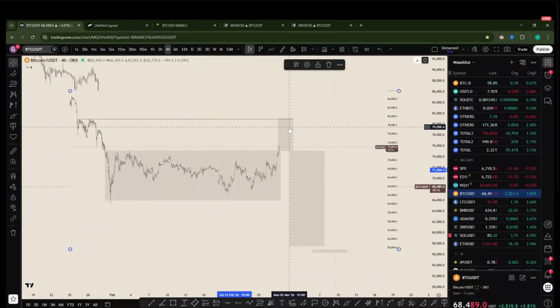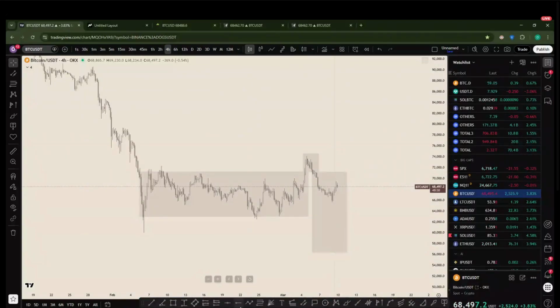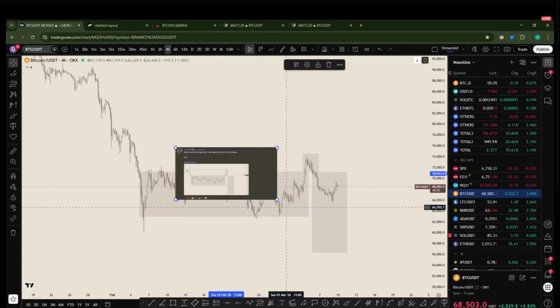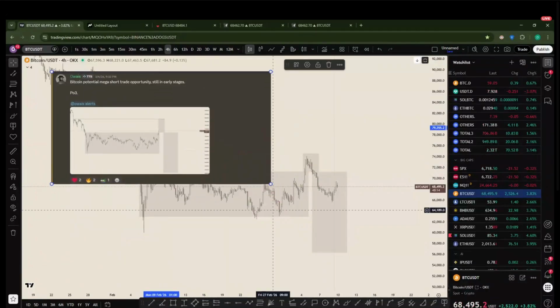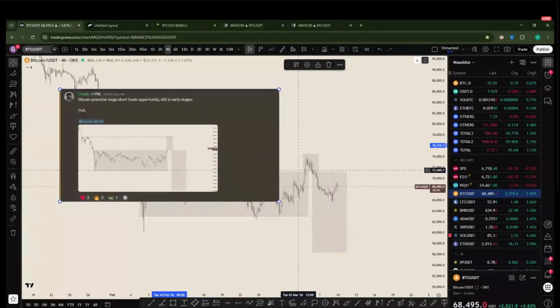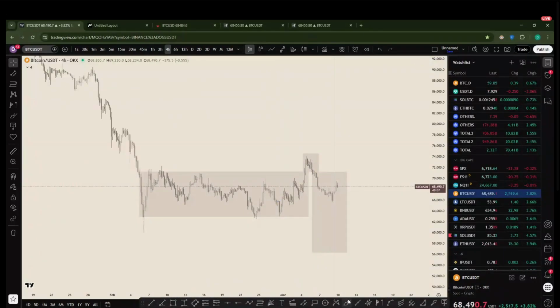exact thing what happened. That was the chart I posted in my Discord, inside the Earn a Light. Let me just pull the entire Discord message. I really said that I'm looking for a mega short here. And you can see the potential mega short trade opportunity is still in early stages. PO3 is basically accumulation, manipulation, distribution. If you don't know what it is, just watch my previous sessions. And that is exactly what happened. And now we are looking to short this on a retest of this. And then we go down.